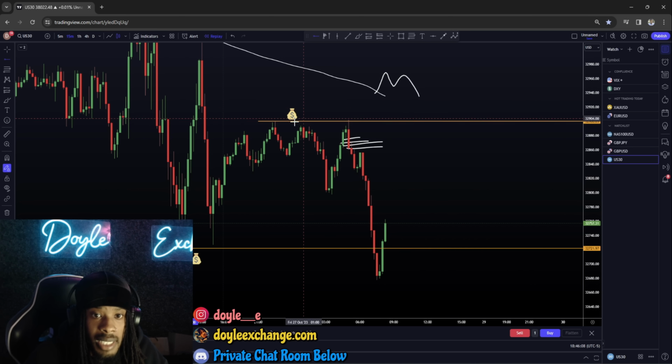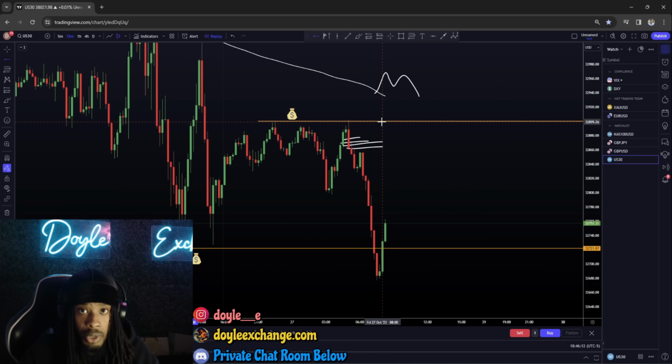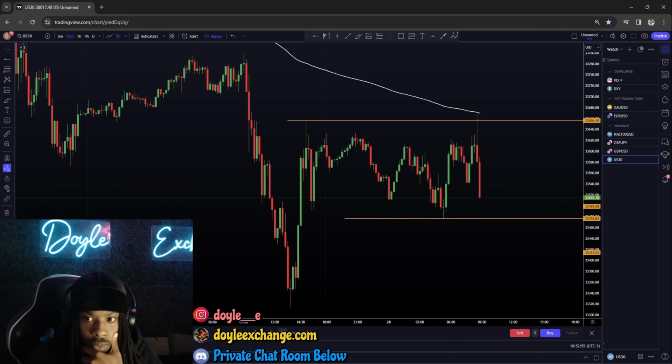So a high needs to be taken out and then price goes the other way without closing above. If you want an uptrend, you need a low to be taken out, and you need to be looking for buys without the candle closing below that support area to take the buy for the liquidity grab. Okay.